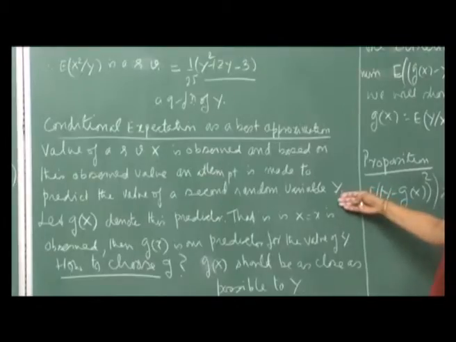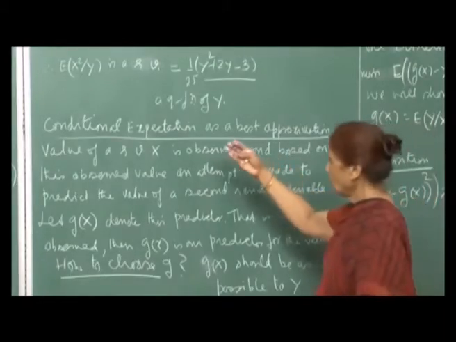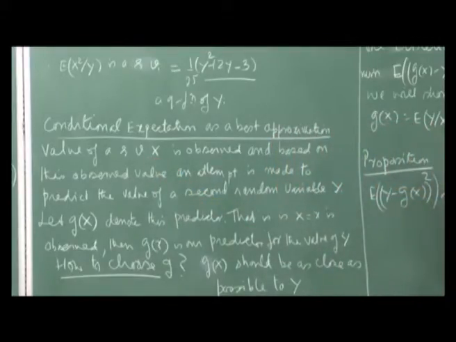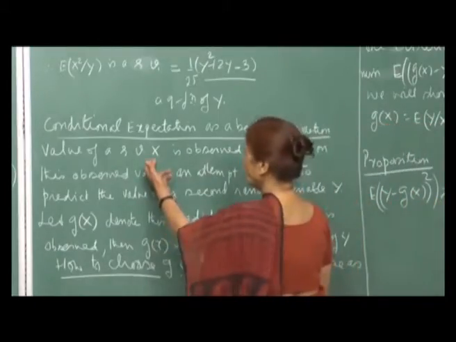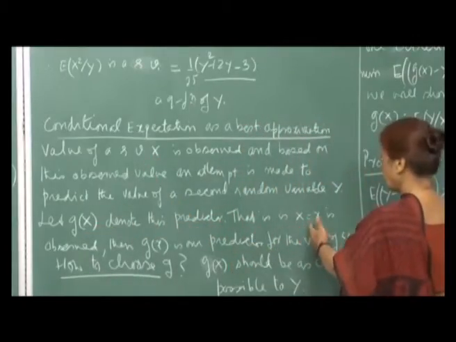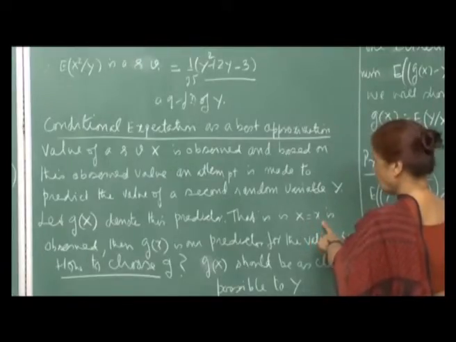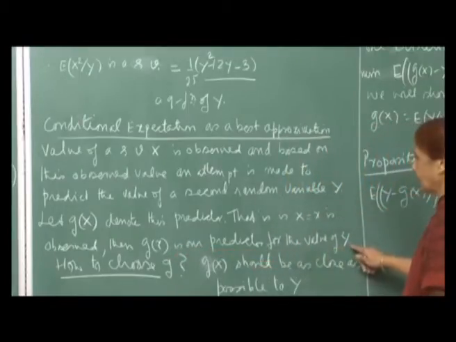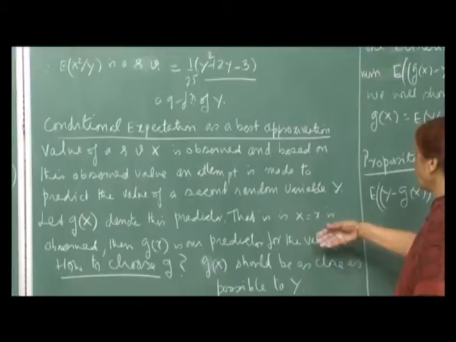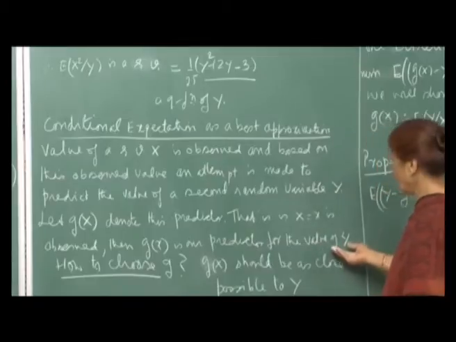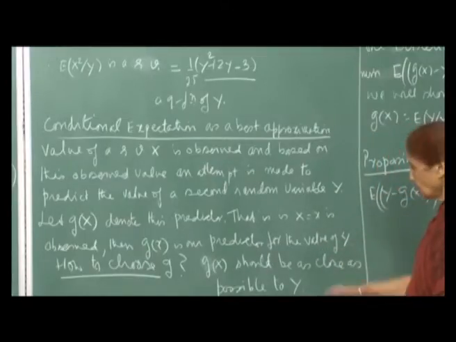But of course, the value that you predict from knowing the value of x may not be the exact one. Okay. So, let g of x denote this predictor. So, it is some function of the random variable x. So, x equal to small x is observed, and then g of small x is our predictor for the value of y. So, for one value of x, and then you observe another value of capital X, then g of that value of x will give you another predictor for the value of y. Right. So, this is the idea.